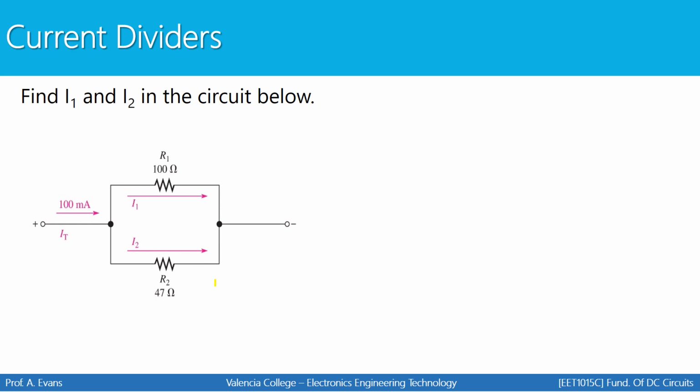Here's another example of a current divider. In this example, there is no voltage source shown, but we know that the current going into this node is 100 milliamps. Some will split and go this way, some will split and go this way. We're going to figure out how much current took each path.